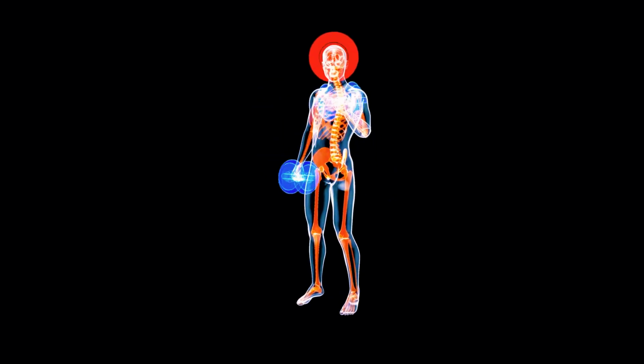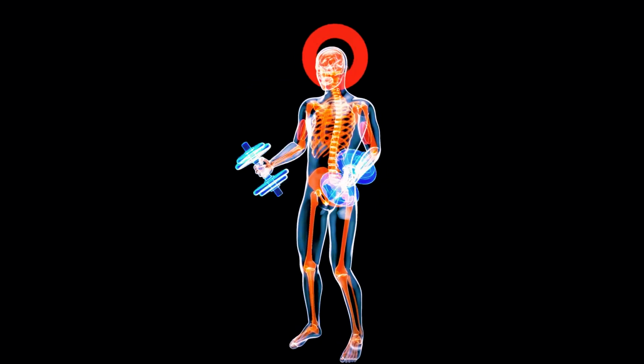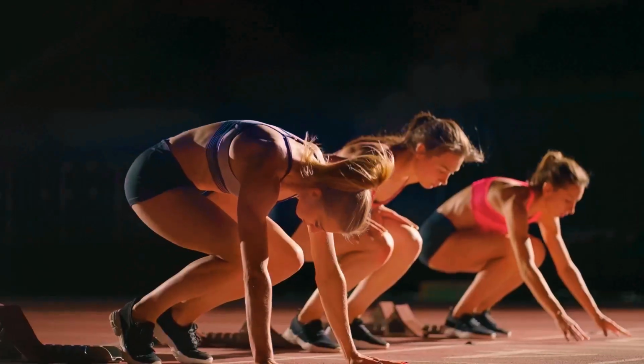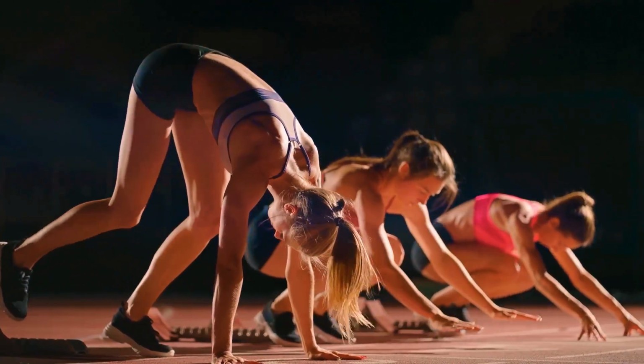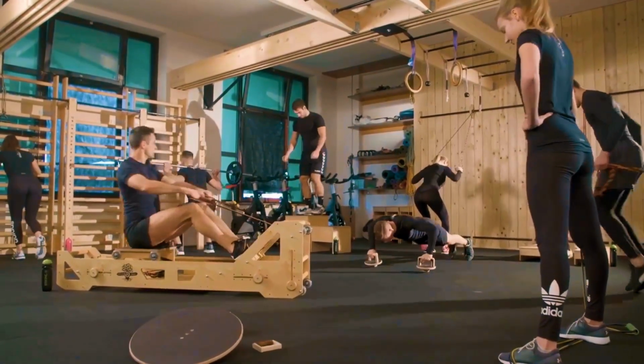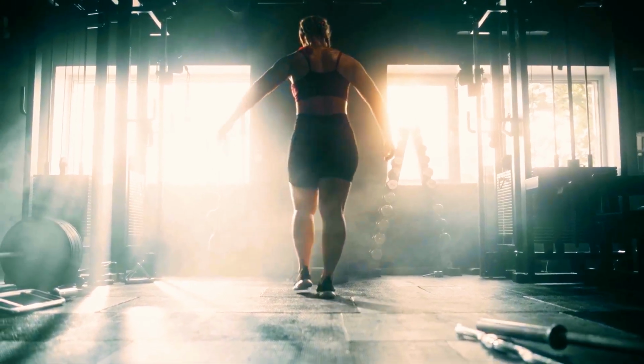Muscle fibers are classified into two main types: slow twitch and fast twitch. Slow twitch fibers are responsible for endurance activities, while fast twitch fibers are used for short bursts of power. Most muscles contain a mix of both fiber types. The exact composition varies from person to person.